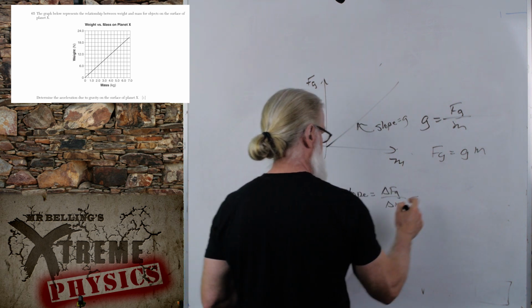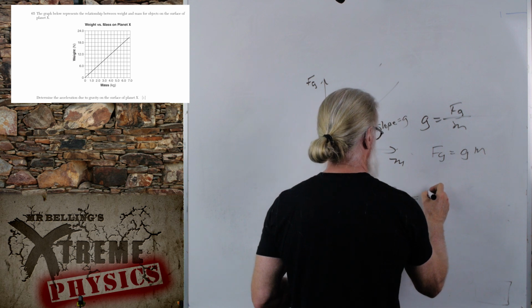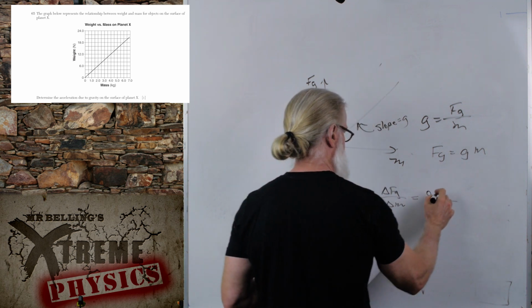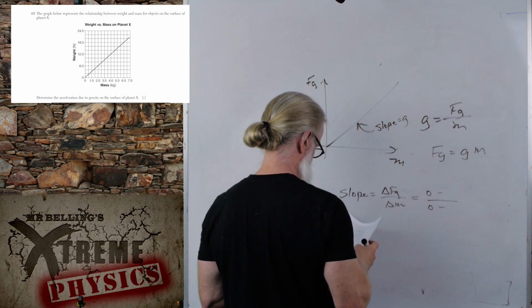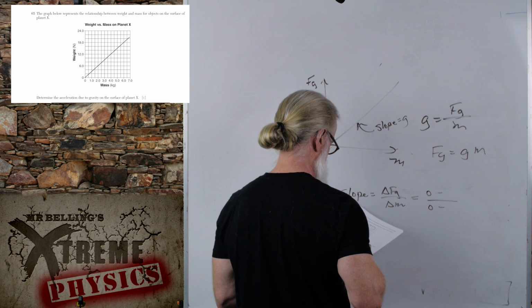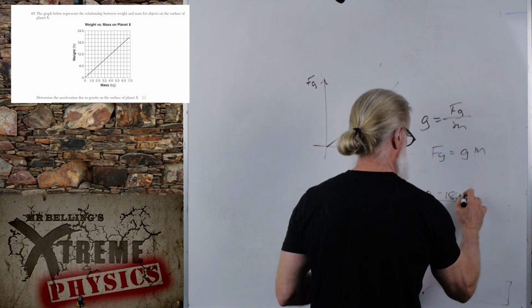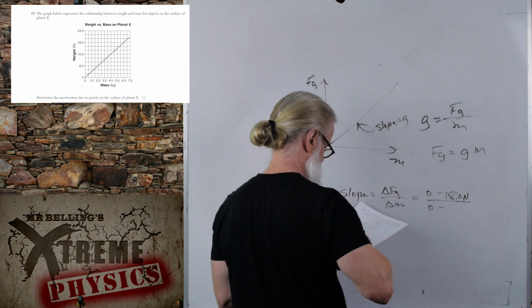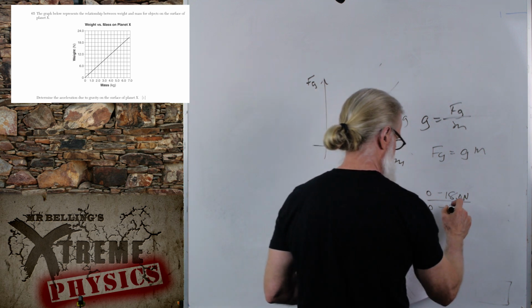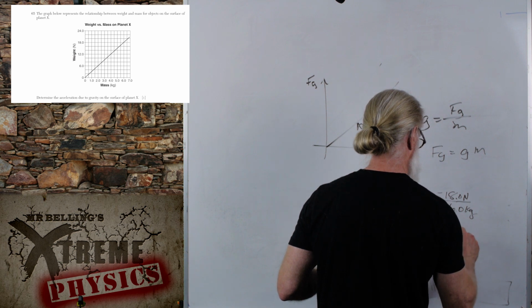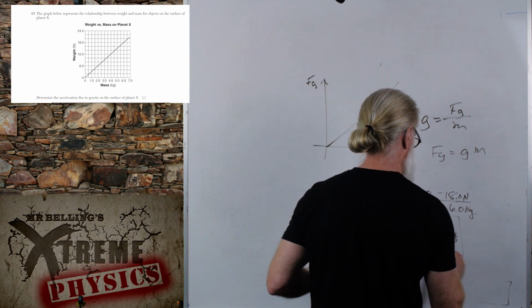And let's see. I'll use when the mass is 0, the weight is 0, and what else do we have? When the weight is 18 newtons, the mass is 6 kilograms. That's looking like 3 newtons per kilogram. g is 3 newtons per kilogram.